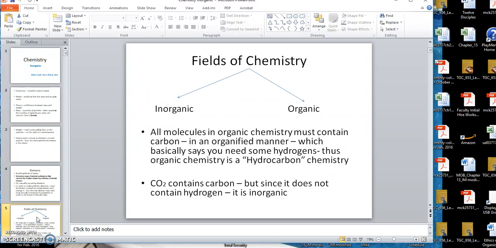In the fields of chemistry, I'm going to separate them out into inorganic and organic. As a matter of fact, I have two PowerPoint presentations for you. One is on inorganic chemistry and the other one is on organic. We currently are in the inorganic. Any molecule that is an organic molecule must contain carbon, but it must contain it in an organified form, basically to also have some hydrogen. So as I allude to, CO2 contains carbon, but it's not organic because it's not a hydrogenated carbon. All right.